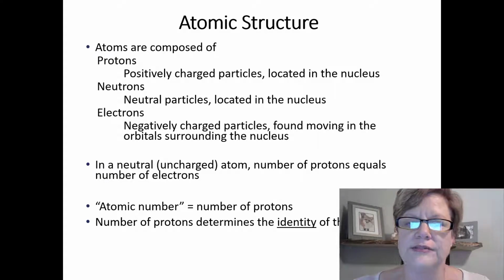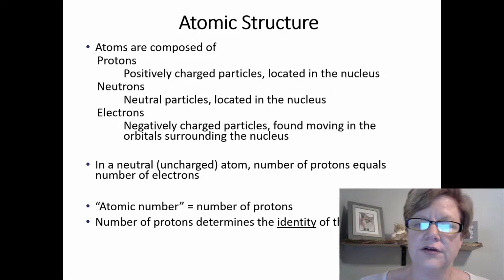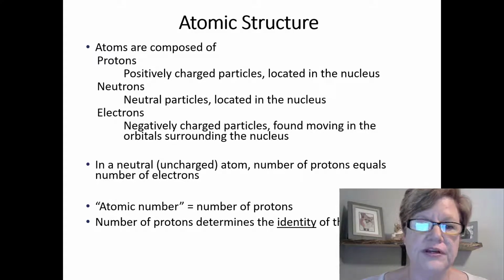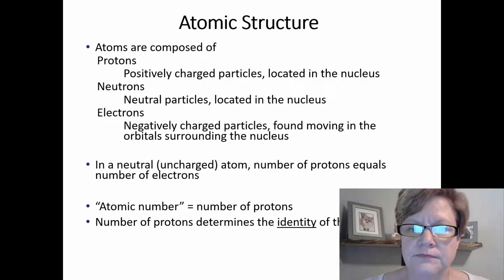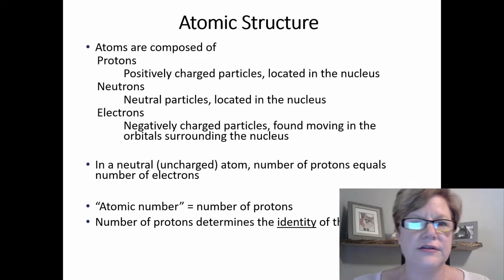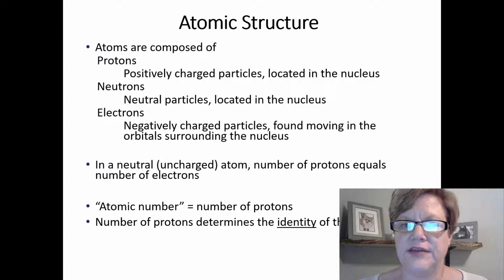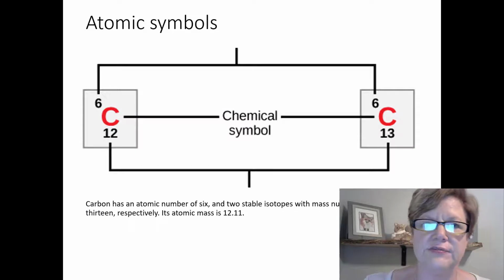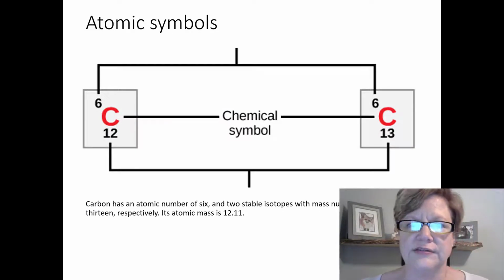Now the number of protons in an atom is called the atomic number, which doesn't sound like a very specific term, but it actually is. The atomic number specifically means the number of protons in that atom. And the number of protons in the atom is what determines the identity of the atom. The number of neutrons does not determine the identity of the atom. The number of electrons does not determine the identity of the atom. The rule is the number of protons tells you what the identity of the atom is, or what kind of atom it is.